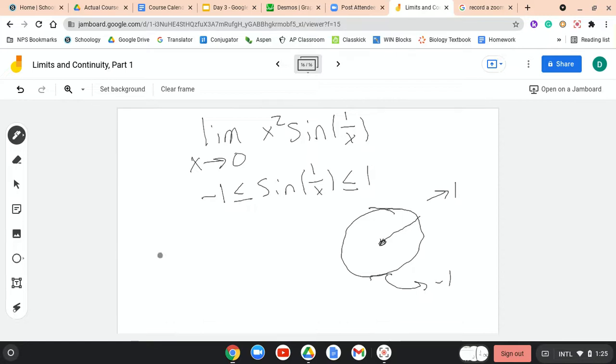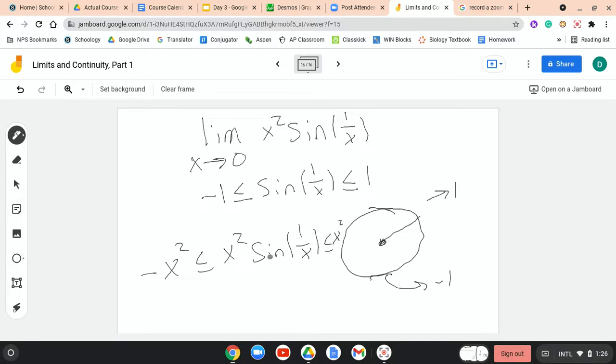All right. So the next thing I can do is multiply all the parts of this inequality by x squared, because if I do the same thing to each part of the inequality, it doesn't change the inequality. So I'll get negative x squared is less than or equal to x squared sine of 1 over x, which is less than or equal to x squared.